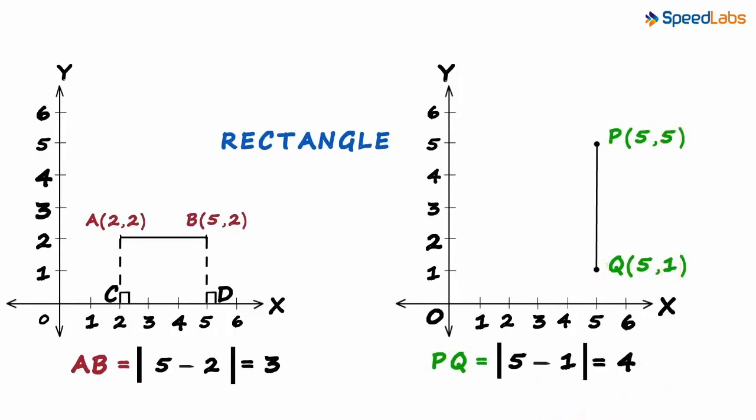This equals 4 units. So if the line segment is parallel to the x-axis, then its length is equal to the difference of the x-coordinates of its endpoints. And if the line is parallel to the y-axis, then its length will equal the absolute value of the difference of its y-coordinates.